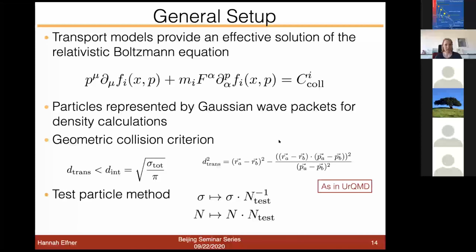Then here we have our collision criterion. We calculate the transverse distance between particles, and if that distance is smaller than the total cross-section, in this area definition, then these particles collide. Sometimes one also needs to use test particles, which basically implies that you scale the cross-section down and increase the number of particles, so you don't have one particle per real particle anymore, but maybe 20 or something like that. And the collision criterion is exactly the same as has been used in other approaches, for example, in UrQMD.